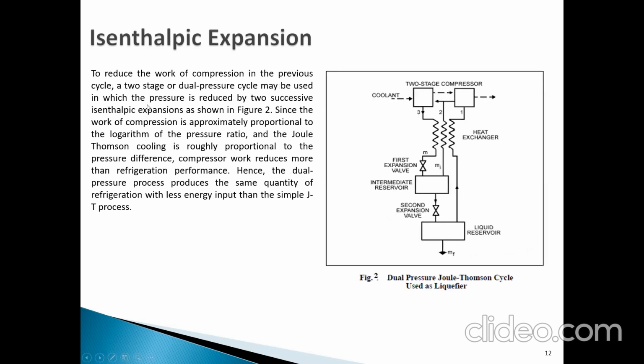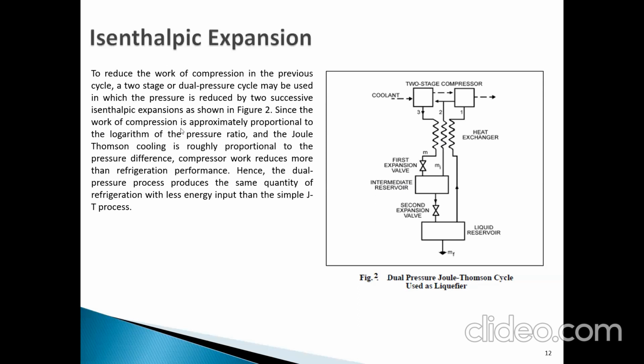So, to reduce the work of compression in the previous cycle, so ito naman, pag-reduce ng work of compression para tumaas yung efficiency o the COP. A two-stage or dual pressure cycle, ito, may be used in which the pressure is reduced by two successive isentropic expansions as shown in figure 2. So, kaya na mag-ano yan. Ito yung first expansion and second expansion. Ito, pumasok doon, pumas doon. Ito naman dyan. Ito, dito, yan. Ganyan ang cycle niya.